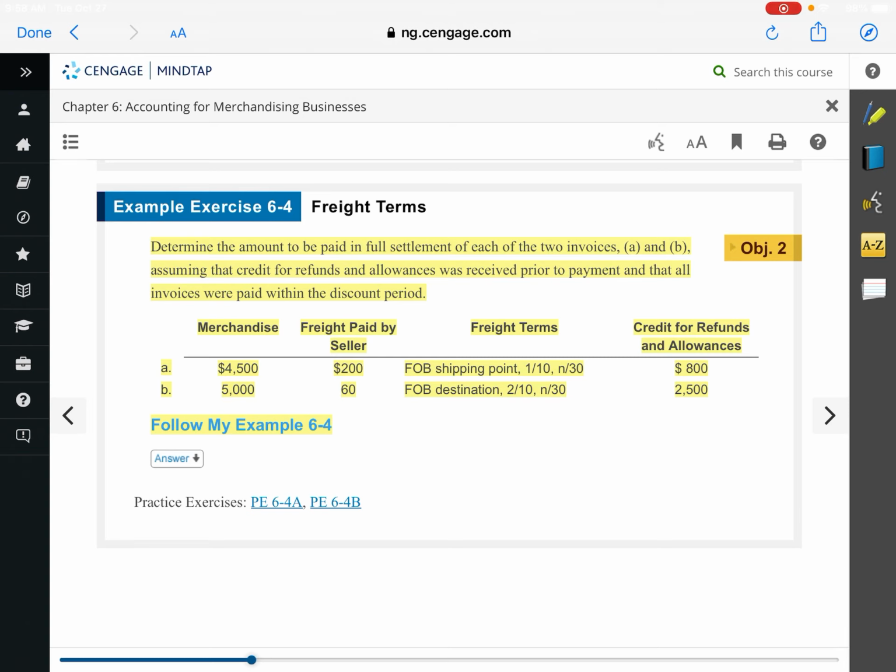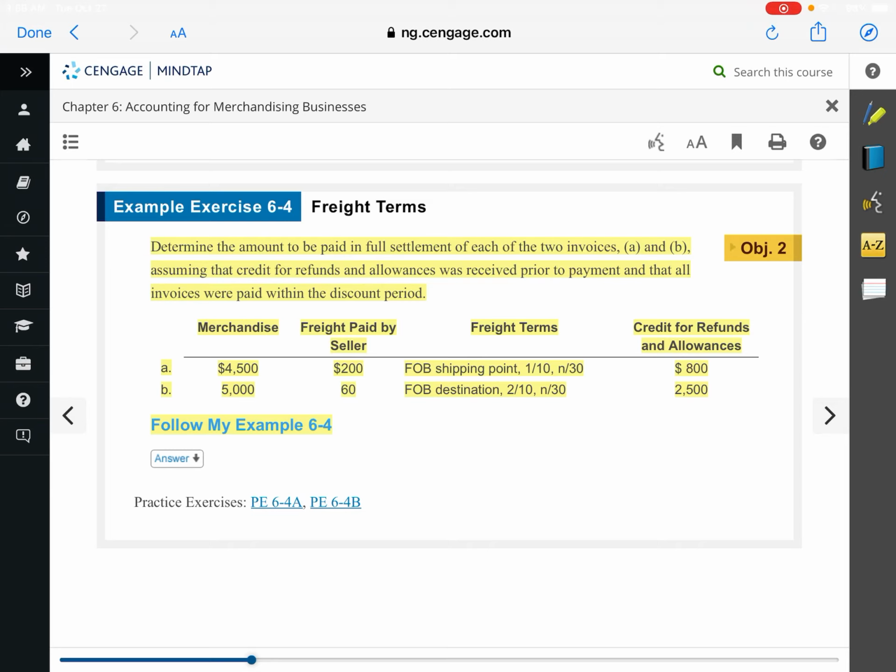All right, let's look at this problem right here, and then we'll look at some homework. All right, so determine the amount to be paid in full settlement of each of the two invoices, assuming that credit for refunds and allowances was received prior to payment and that all invoices were paid within the discount period. So let's look at this for a minute.